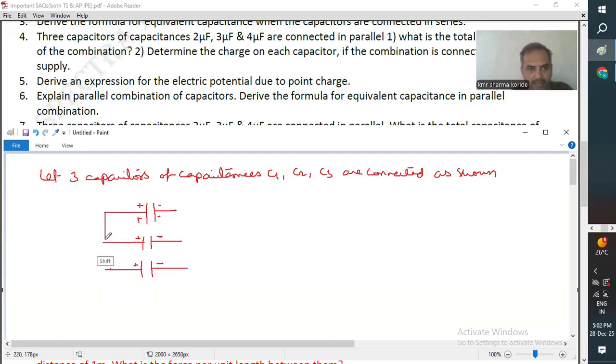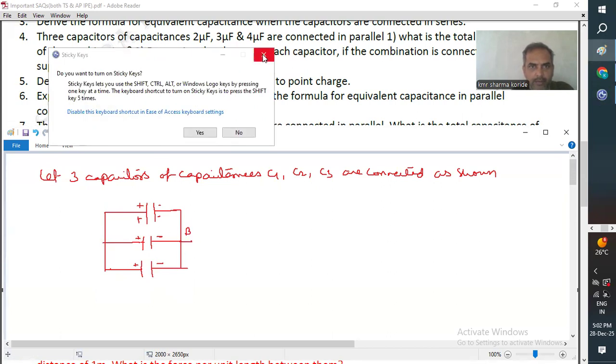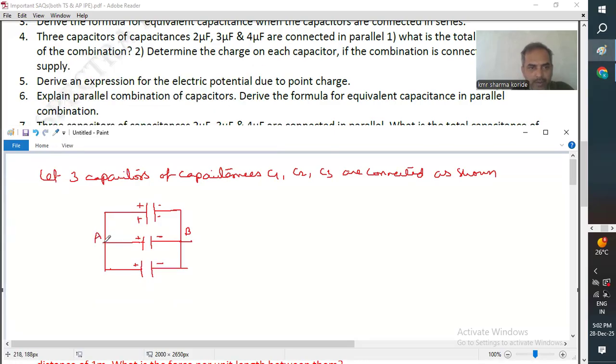All these are first connected at a junction. Let us say this is junction B, this is junction A. Between the two junctions A and B, a battery which can produce a potential difference between A and B is connected. So it means 3 capacitors C1, C2, C3. This is C3. This is C2.